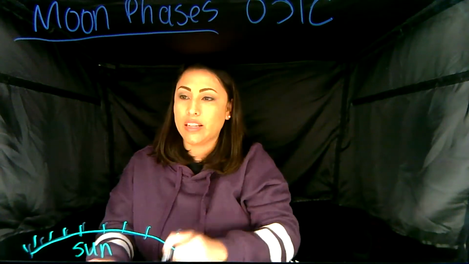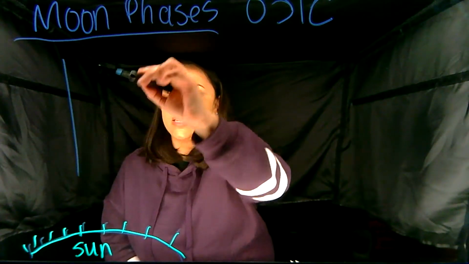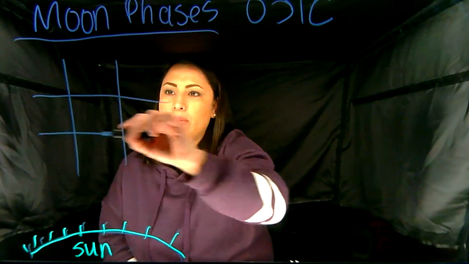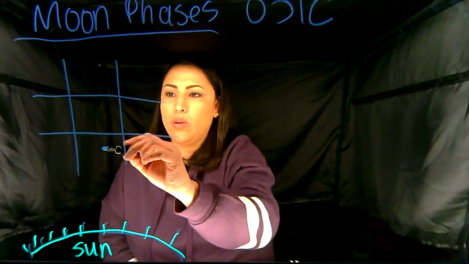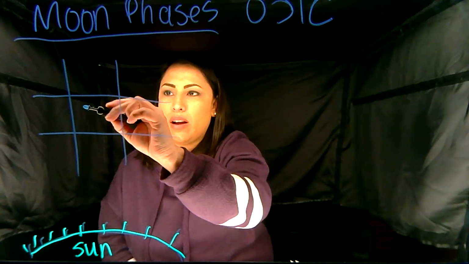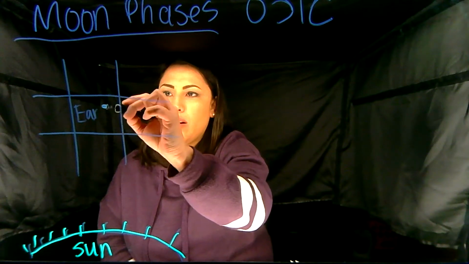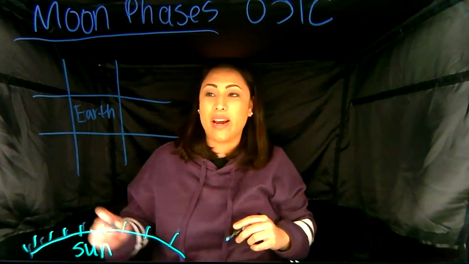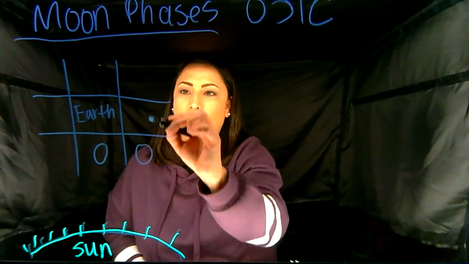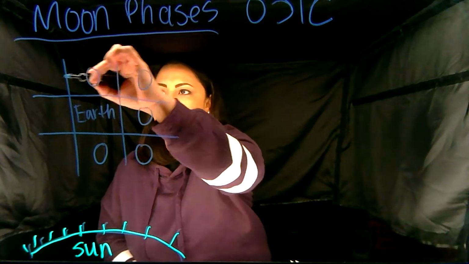And then I like to draw tic-tac-toe. The tic-tac-toe method, just to line everything up. So here I have my tic-tac-toe. In the middle is going to be our Earth. Alright, so now we're going to draw circles in all of the other boxes.